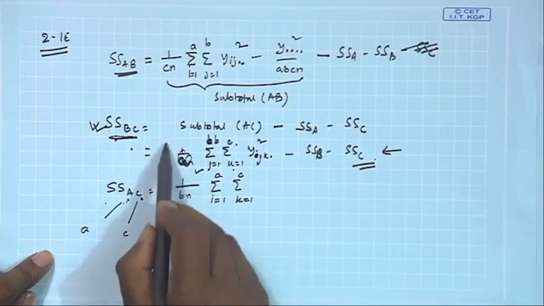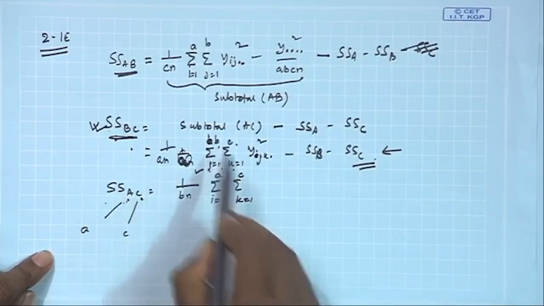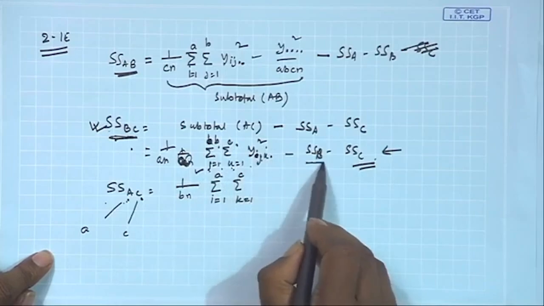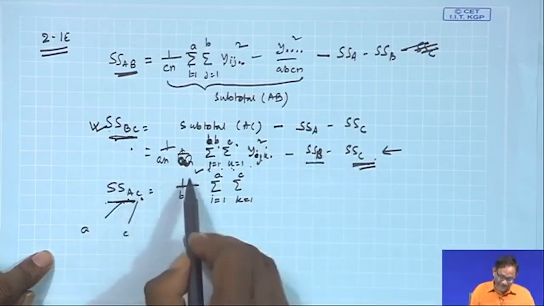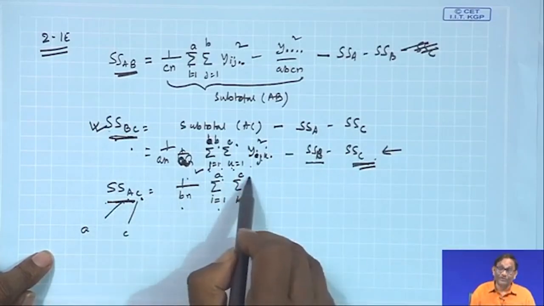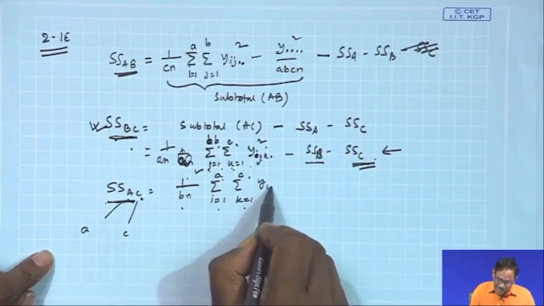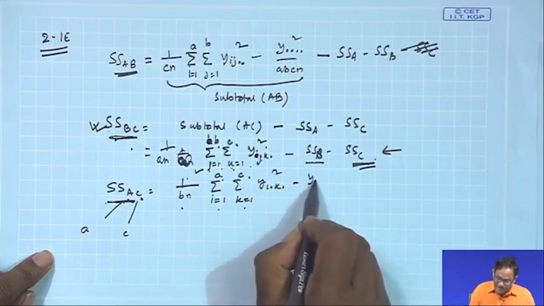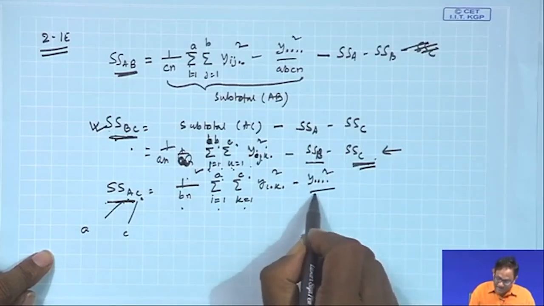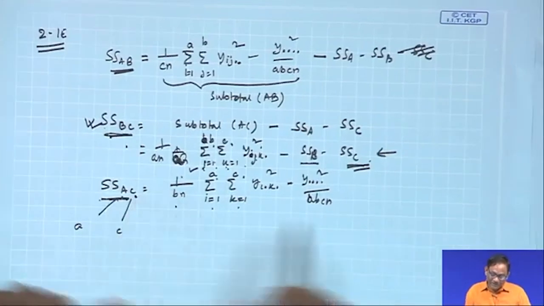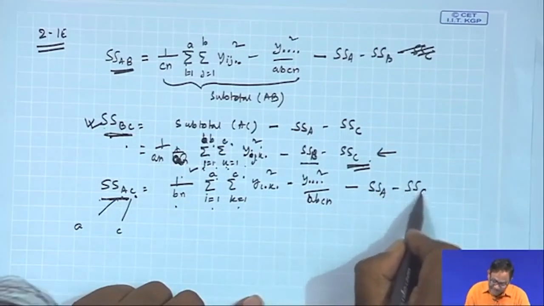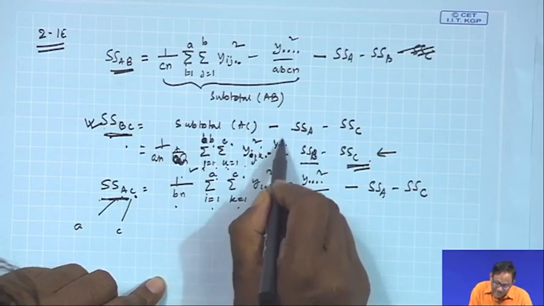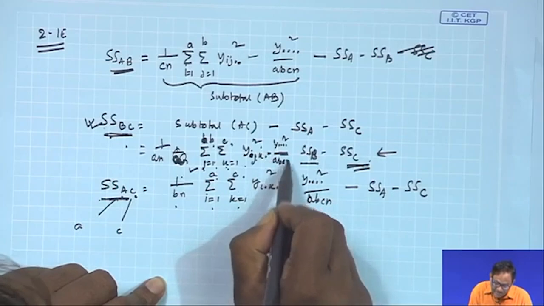So, SSBC will be 1 by AN, sum over J equal to 1 to B, K equal to 1 to C, Y dot J K dot square minus Y4 dot square by ABCN minus SSB minus SSC. Now, I am writing here SSAC: 1 by BN, sum over I equal to 1 to A, K equal to 1 to C, Y I dot K dot square minus Y4 dot square by ABCN minus SSA minus SSC. So, as such here also minus Y4 dot square by ABCN will be there.